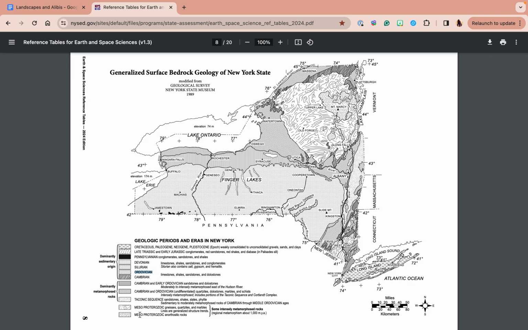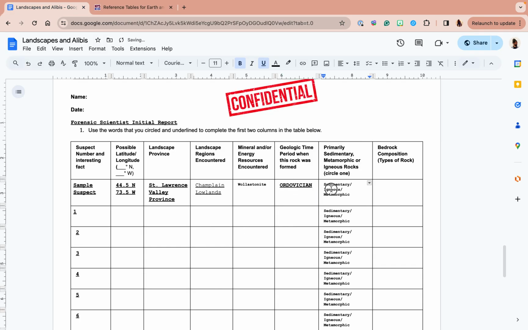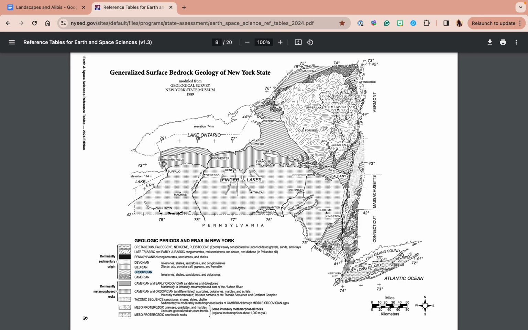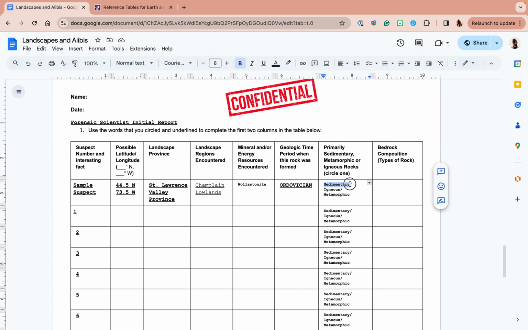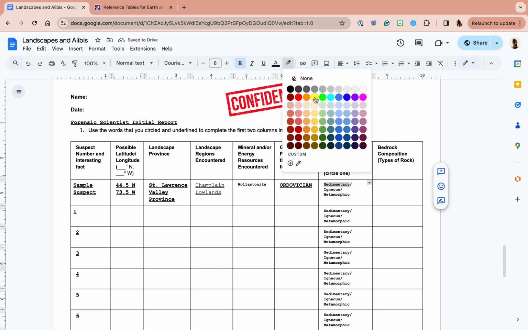So the all caps letters on this page represent geologic periods. So this rock underneath Plattsburgh formed during the Ordovician period. I'm just going to copy that and add it to my geologic time period here. Then it asks, is it primarily sedimentary, metamorphic, or igneous? And I can just look over here, sedimentary rocks, metamorphosed, and then these two at the bottom are some intensely metamorphosed rocks. This Ordovician rock is dominantly sedimentary origin. So I'm just going to highlight as sedimentary. I'll put a different color.